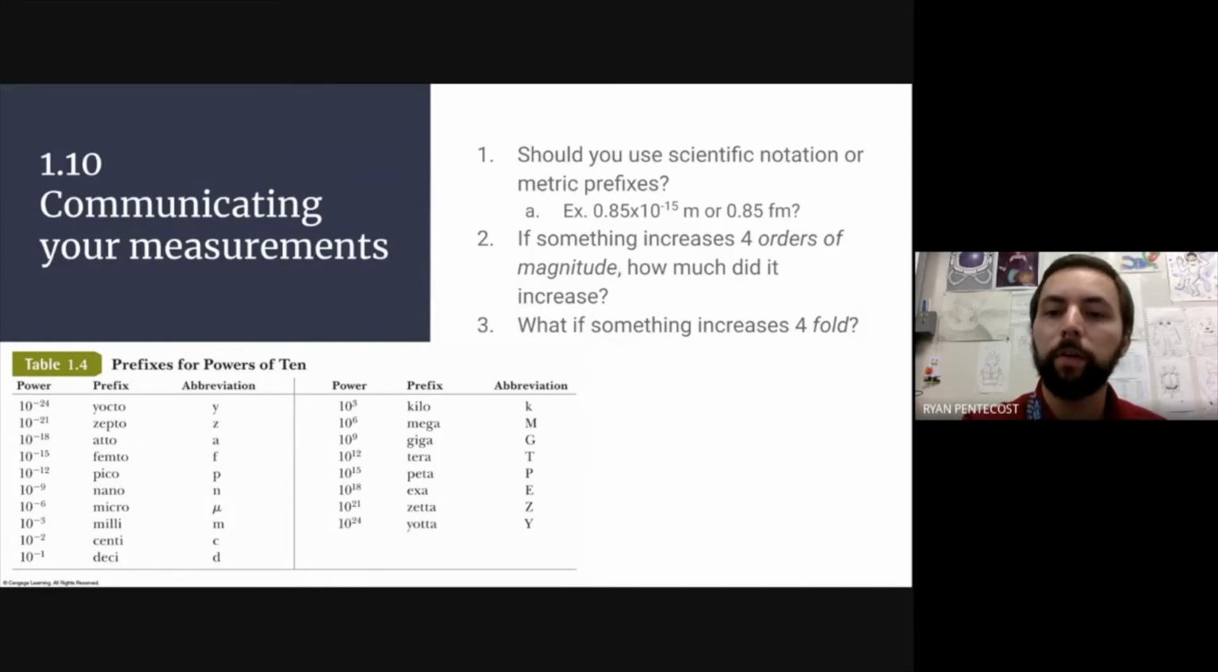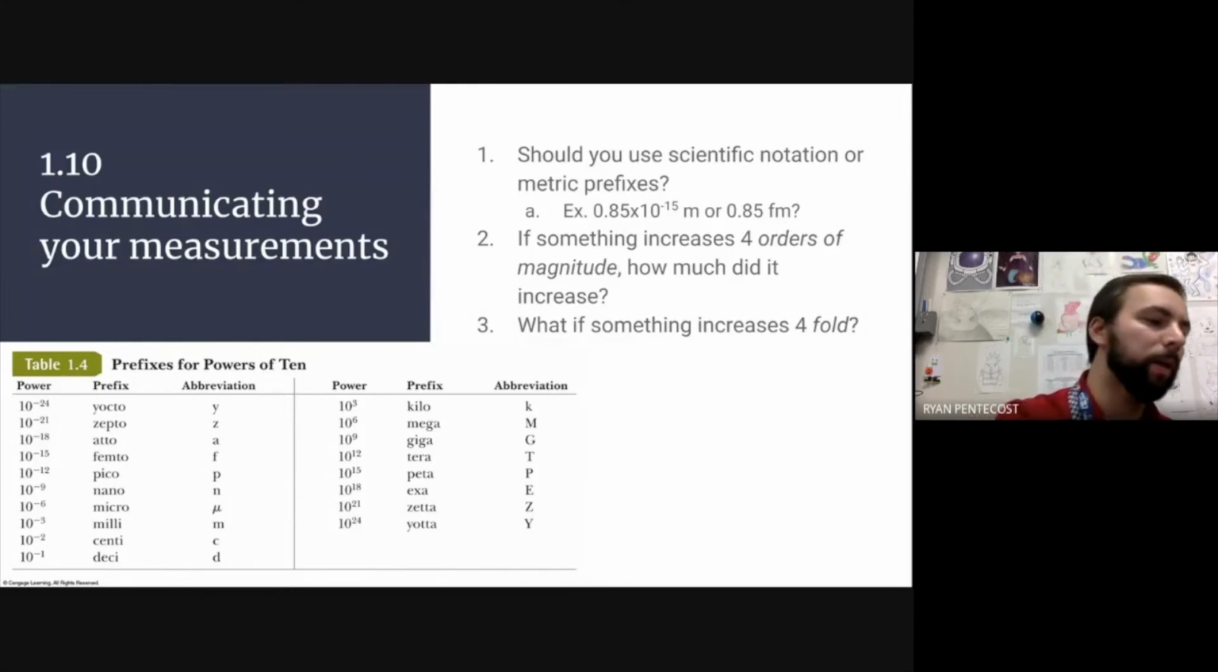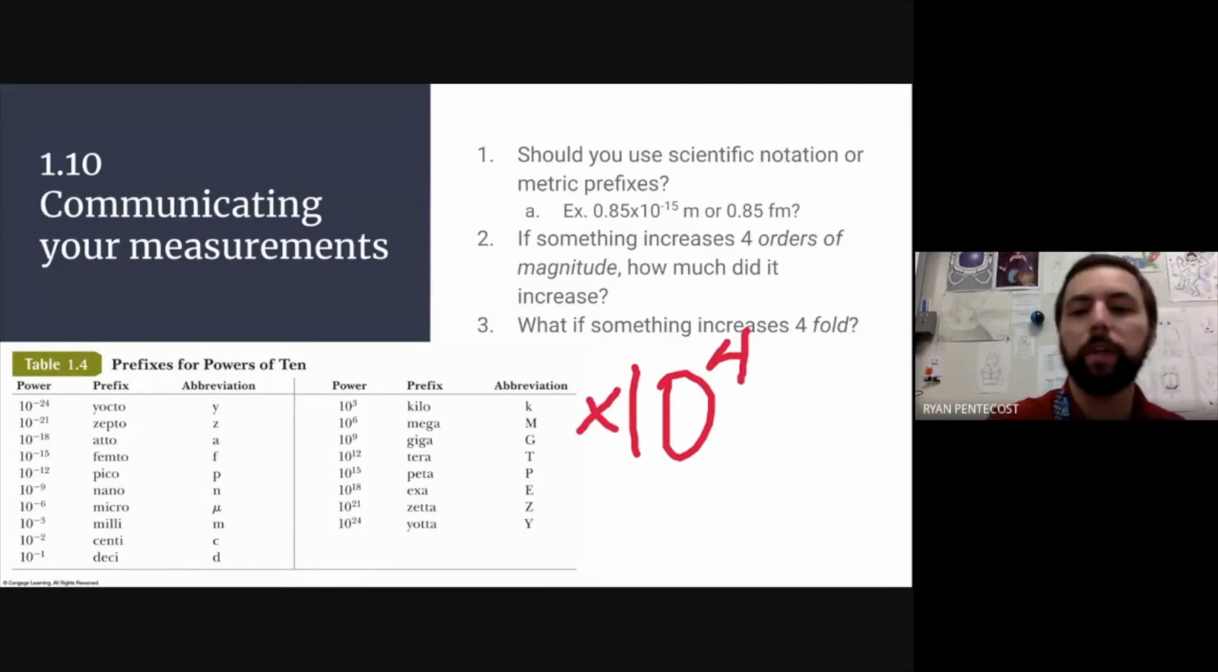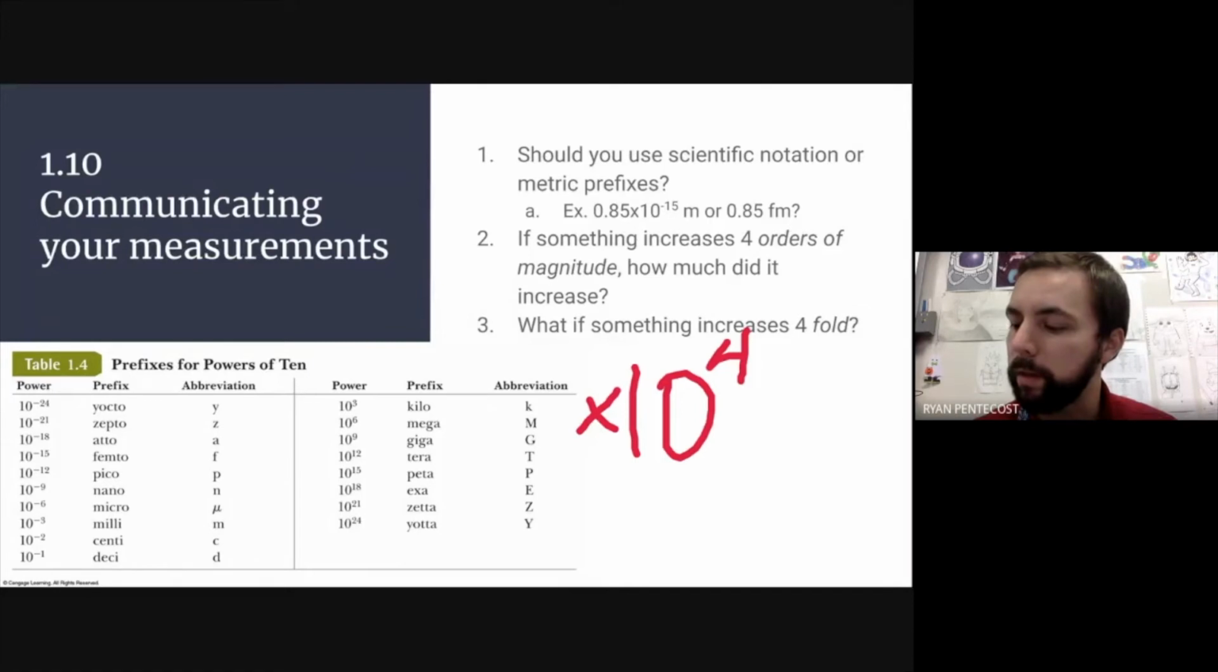Number two, if something increases 4 orders of magnitude, how much did it increase? Now, an order of magnitude has to do with exponents, right? So if you increase by 4 orders of magnitude, you increased by 10 to the 4th. So you would basically multiply your number by 10,000. Is that 10,000? Yeah, that's 10,000. Okay. So you would multiply your number by 10,000. That's what happens if you increase by 4 orders of magnitude.